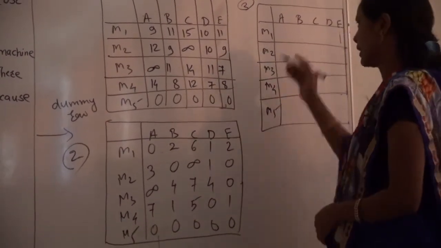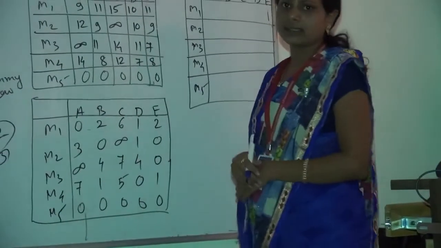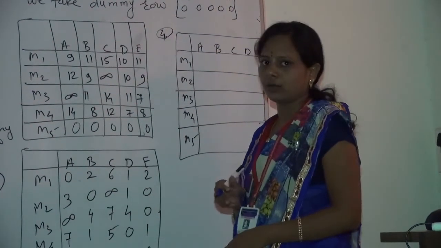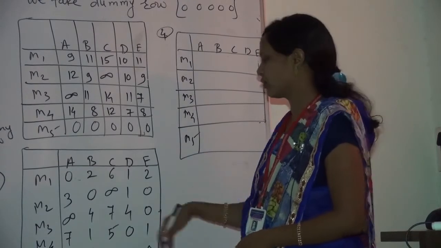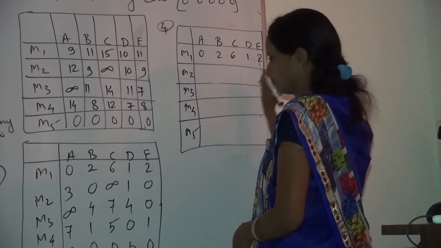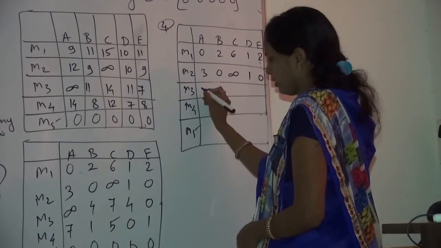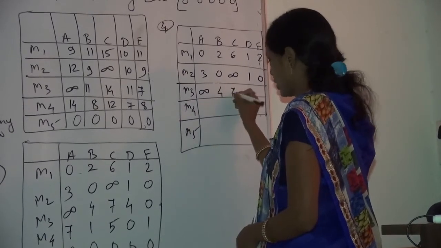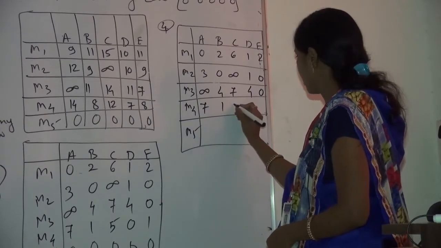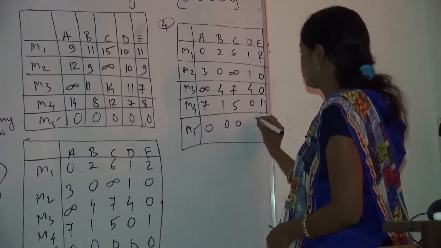So we don't write here directly step number 4. So what is step number 4? Step number 4 is you have to draw the number of horizontal lines which cover 0. So see here: 0, 2, 6, 1, 2; 3, 0, infinity, 1, 0; infinity, 4, 7, 4, 0; 7, 1, 5, 0, 1; 0, 0, 0, 0, 0.